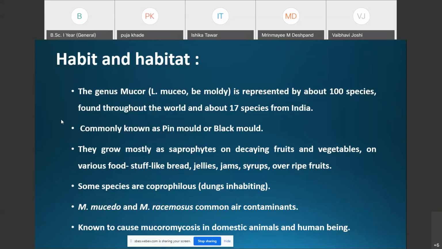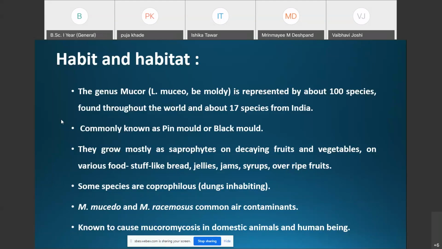That is how Mucor can be grown in the laboratory, even at home. Just take a slice of bread and keep it in a moist chamber. After 2 to 3 days you will observe the formation of a white cottony or woolly growth on that slice of bread. That growth is nothing but Mucor.